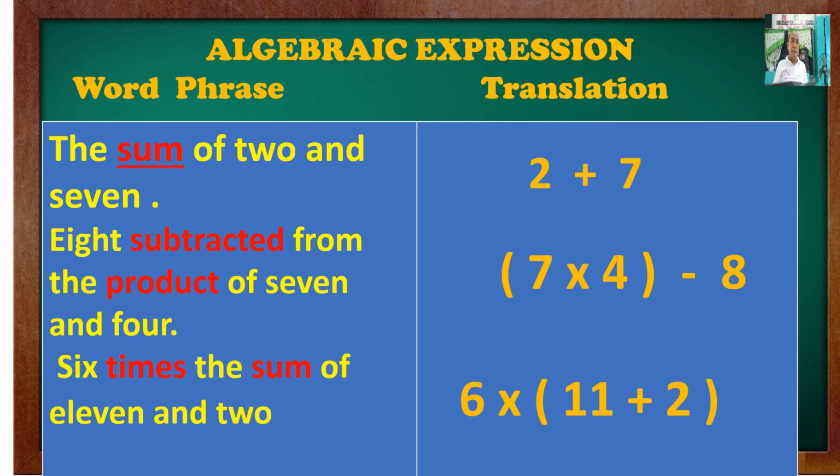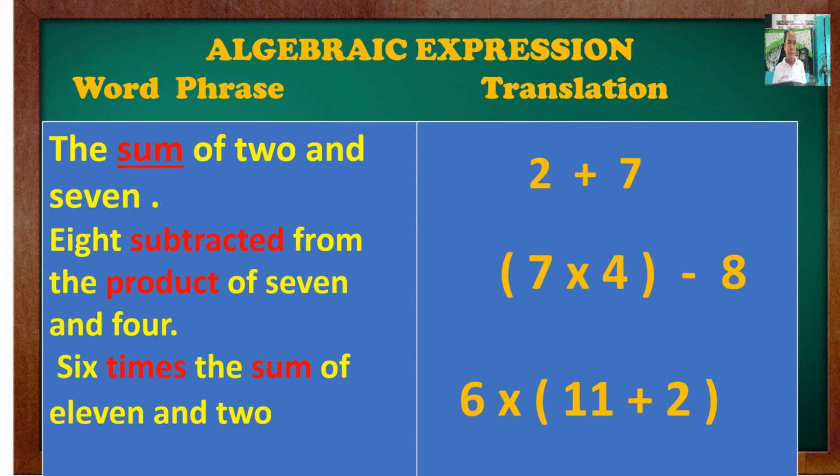Okay, let's now translate the word phrase into its algebraic expression. 6 times the sum of 11 and 2. So, what does it mean? Meaning to say, we will multiply 6 to the sum of 11 and 2. What do you mean by sum? We define sum in mathematics as the result of adding 2 or more numbers. So, if we are going to do the addition first, then we will have to group 11 plus 2 by enclosing it in parentheses to signify that we will do the addition first before we multiply it by 6.